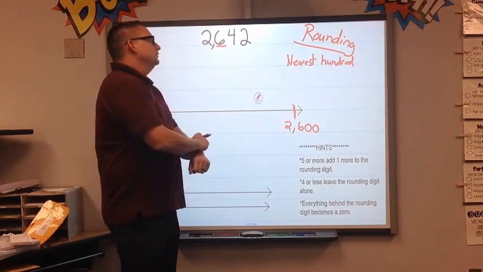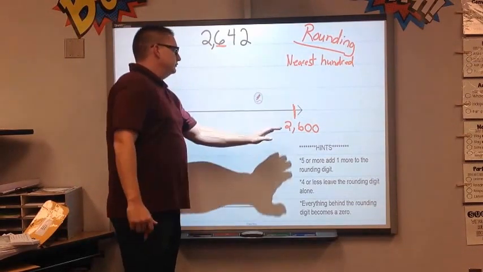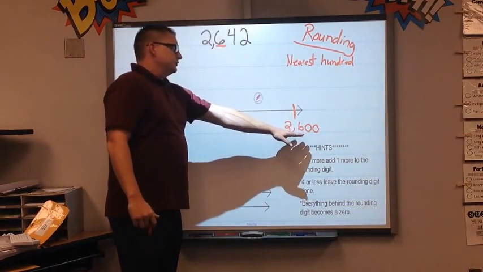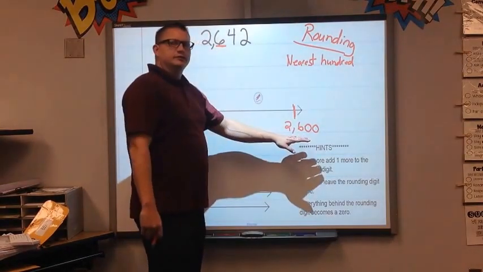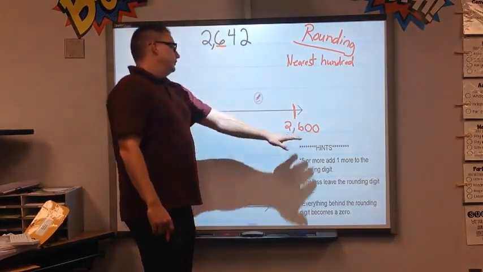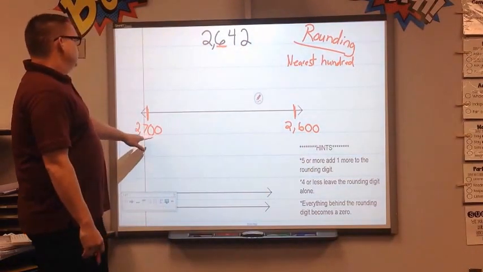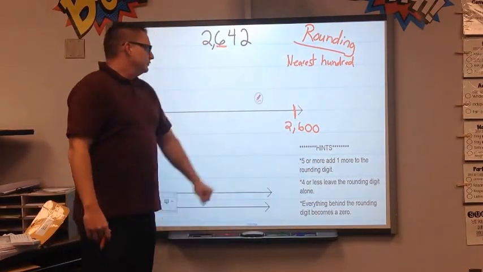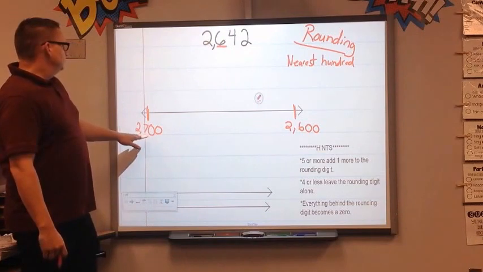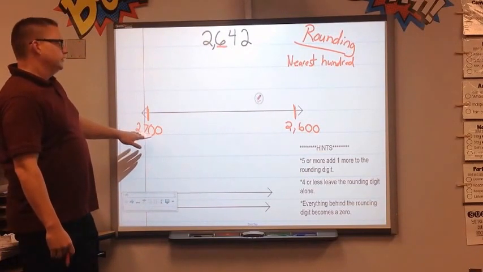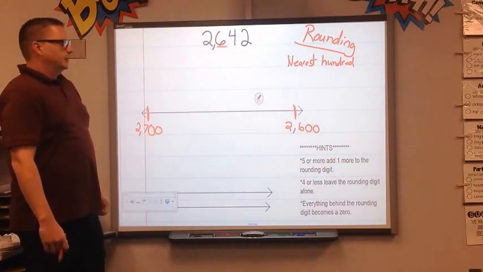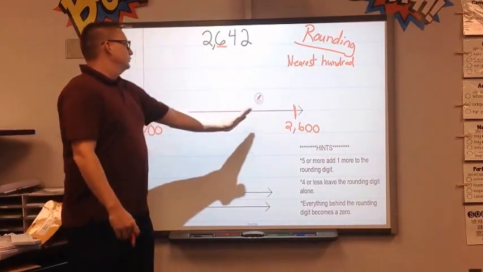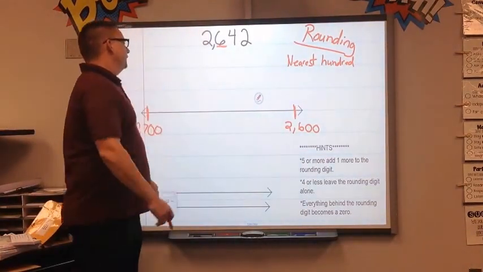2,642 goes in between these two hundreds. 2,600, which is a multiple of 100, because if I count by 100, will I hit 2,600? Yeah, I will. So it's either going to be between 2,600 and 2,700. Okay, and that's 100 too. If I count by 100, I will hit that number eventually, right? So this number goes somewhere in between these two, okay?